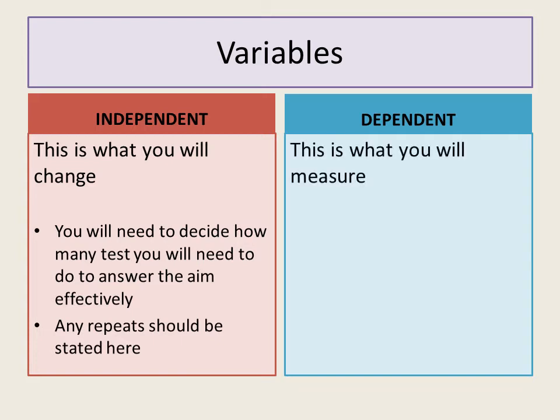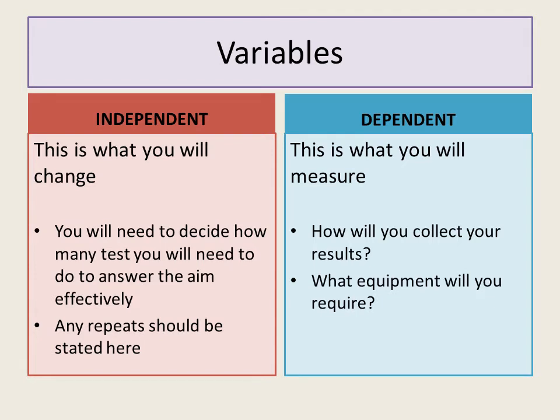Our dependent variable is what we're going to measure. How are we going to collect our results? And what equipment are we going to require to do that? So for example, if we're going to think about the sunflower investigation, our dependent variable is going to be how tall the sunflower is going to be, so we're going to perhaps think about using a meter rule.